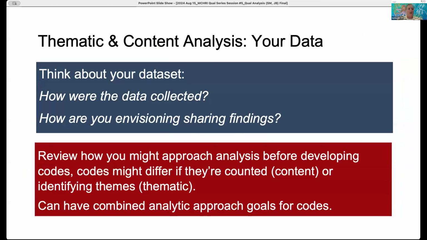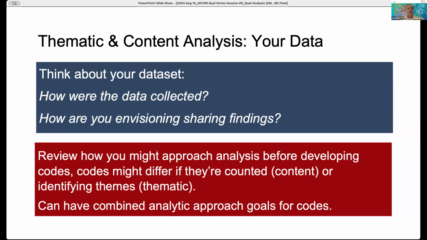So when you're thinking about your own data, think about how the data were collected. Were all of your interview questions unstructured or semi-structured? Did you ask all of the questions to every single participant? How do you envision sharing your findings? Are you envisioning sharing the elegant themes that are laid out and showing what's happening across this group of people? Or are you trying to identify frequency counts and seeing if something is happening to every single person or nobody in your group?